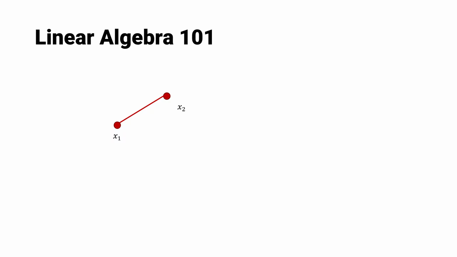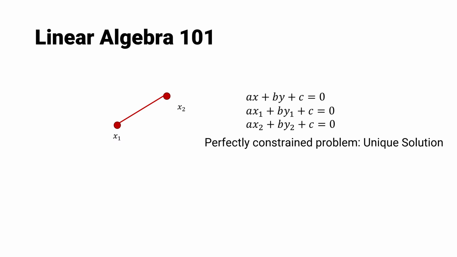And you can write this in the form of ax plus by plus c is equal to 0, where you would fit in the values of these points x1 and y1 and x2 and y2, and so on. And you would basically find, using Cramer's rule, the values of a, b, and c. And this is what we have done in high school. This is called a perfectly constrained problem, which has a unique solution.